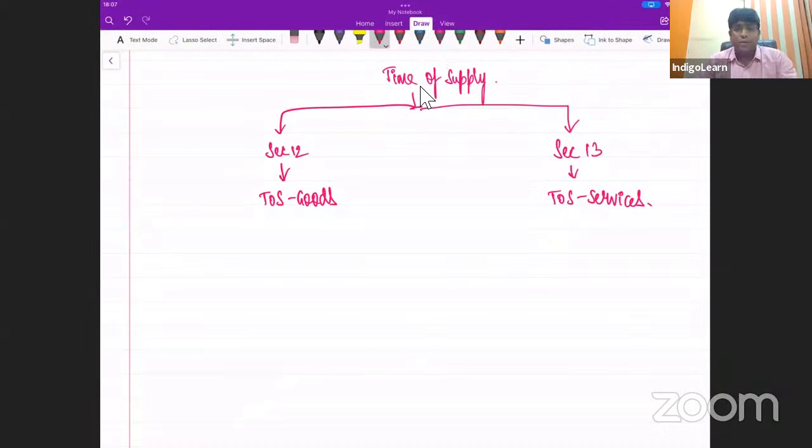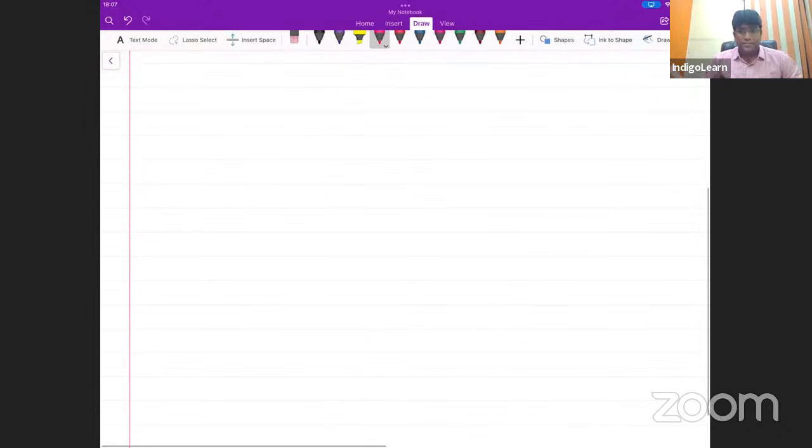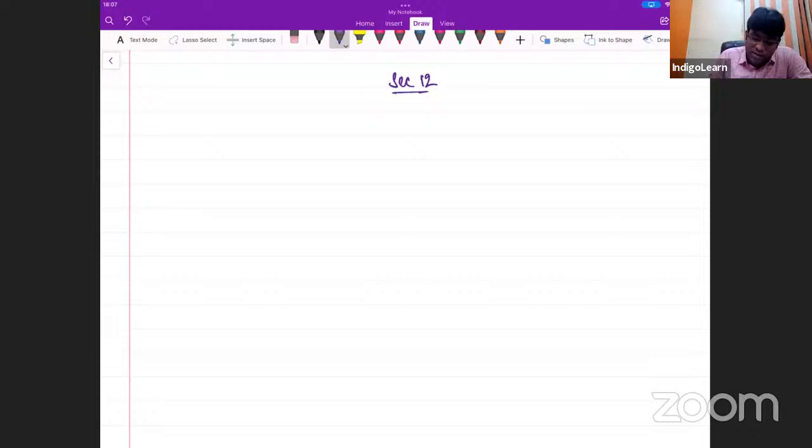So what are the two sections involved? Section 12 and section 13, which talk about the concept of time of supply. 12 deals with time of supply in case of goods, and 13 deals with time of supply in case of services. Now, first we'll spend some good time on section 12, then we'll talk about section 13. Listen. When I talk about section 12, which is related to time of supply in case of goods, we have got 6 subsections.